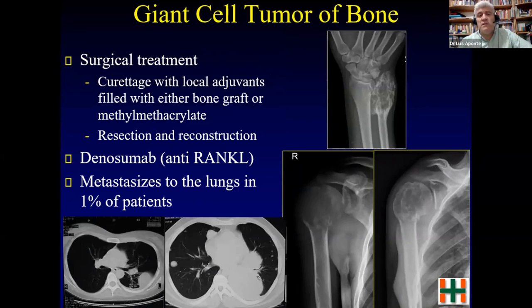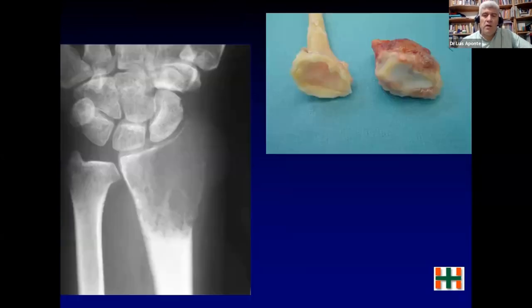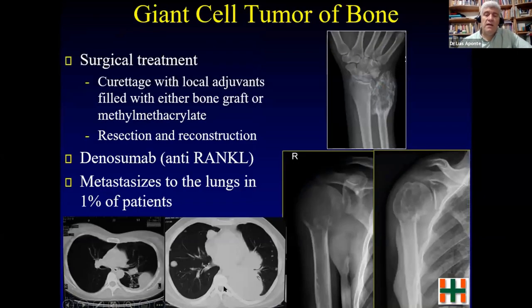And the surgical treatment is curettage with local adjuvant, but in our series, if we have a tumor in the wrist, we perform resection and reconstruction. We never perform a curettage in the wrist. Some years ago, we were very happy about denosumab. Perhaps someone here has heard about that.